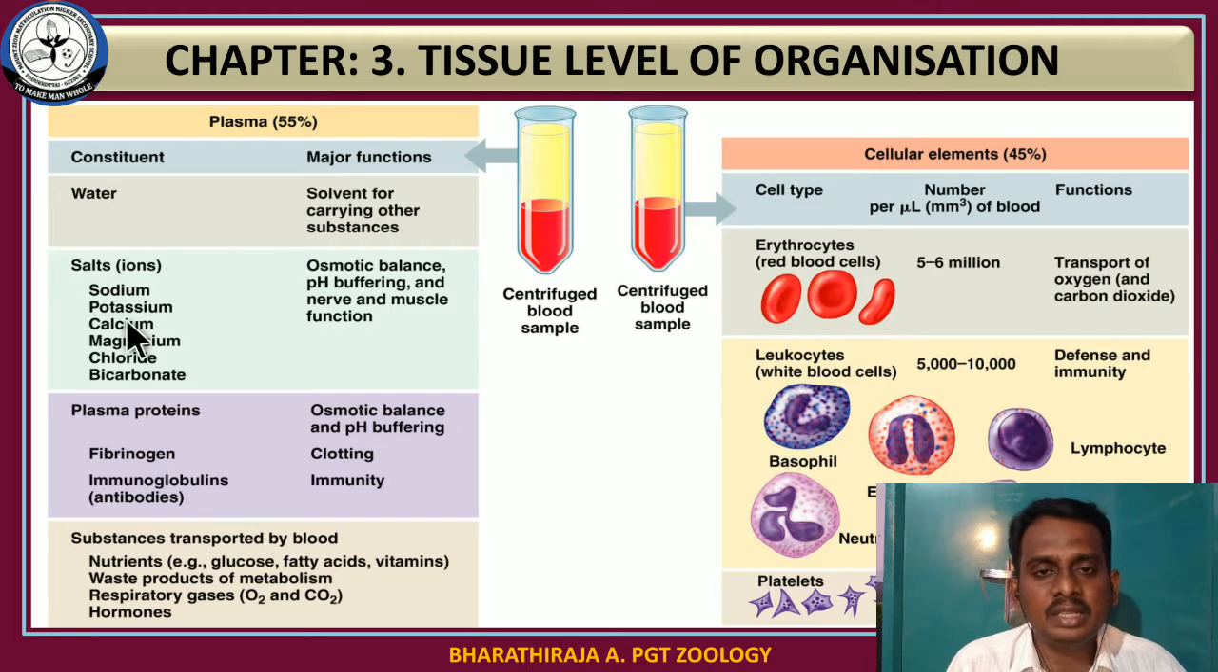Another thing is sodium, potassium, calcium, magnesium, chloride and bicarbonate. These are some of the minerals also present in the blood plasma, because all the digested food material is carried to the respective cells through the blood plasma.